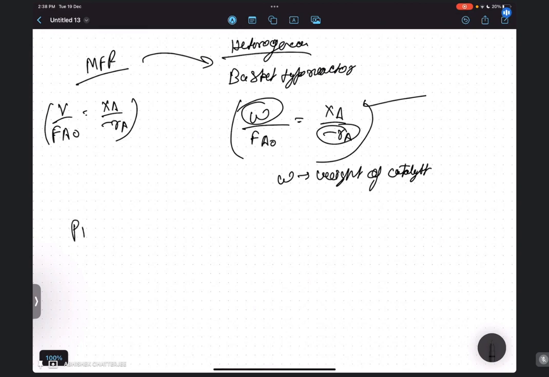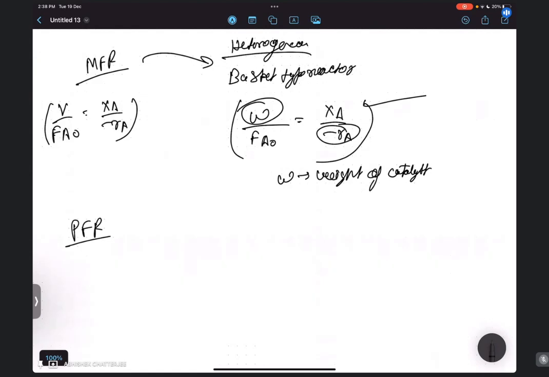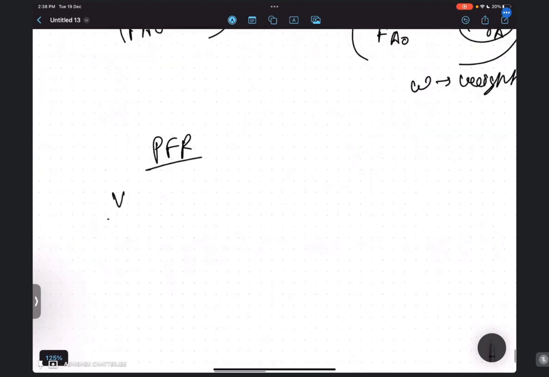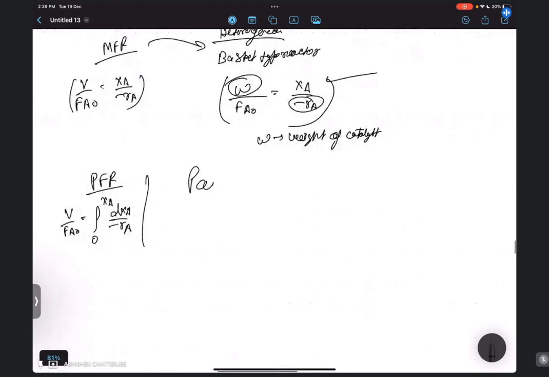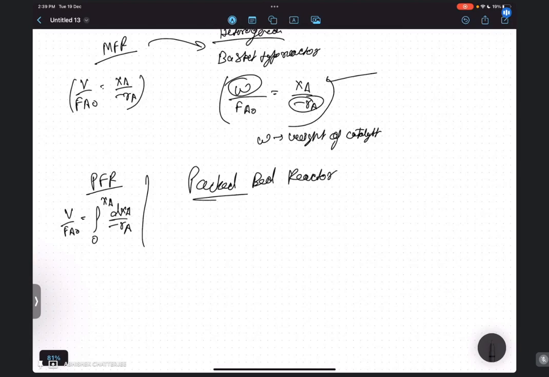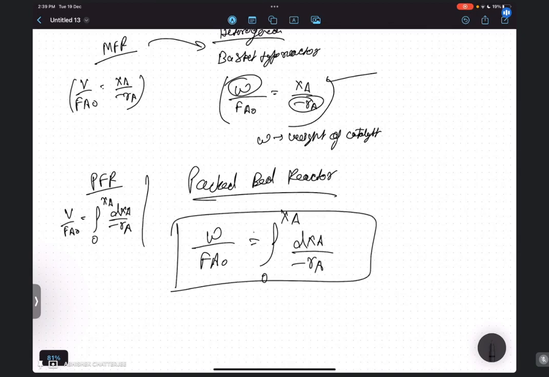Okay. Then in homogeneous, you had the PFR, no? So the PFR formula was V by Fa naught is equal to the integration from 0 to Xa of dXa by minus Ra. In the case of heterogeneous, you will have the packed bed reactor. This packed bed reactor is what? W by Fa naught is equal to the integration from 0 to Xa of dXa by minus Ra. Just instead of V, you put W, and W is the same thing again. It is the weight of the catalyst.